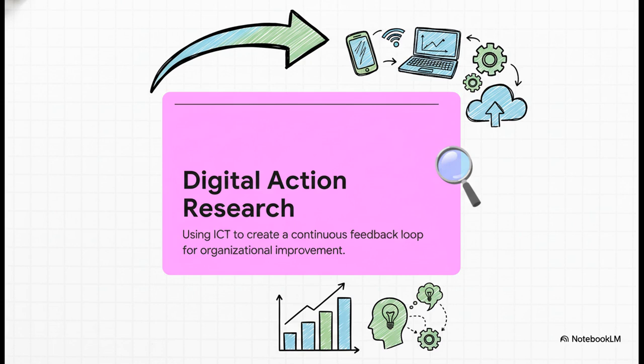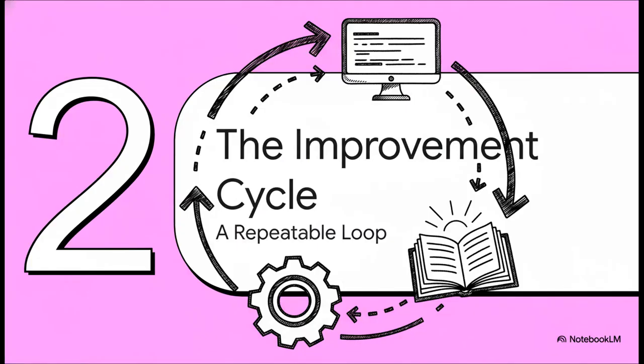But don't let the fancy name fool you. The idea is actually pretty simple. It's all about using everyday technology to create a constant feedback loop, so you can see what's working and what's not, pretty much in real time. So how does this actually work in the real world? Well, it's not a one-and-done kind of fix. It's actually a simple, repeatable cycle that keeps getting smarter over time. It basically turns your technology into a learning tool.